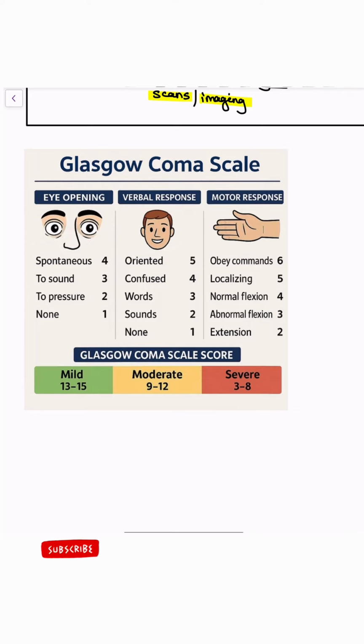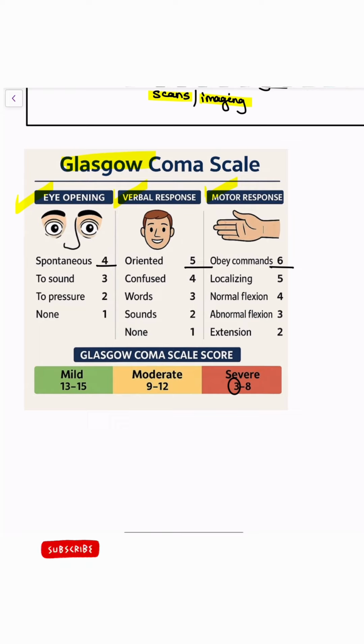The next thing that we are going to see is GCS, that is Glasgow Coma Scale. Glasgow Coma Scale has three components. One is eye opening, second is verbal, and third is motor. The maximum GCS score is 15 and minimum GCS score is 3. In eye opening, we give a maximum of 4 points. In verbal response, we give a maximum of 5 points. In motor response, we give a maximum of 6 points.